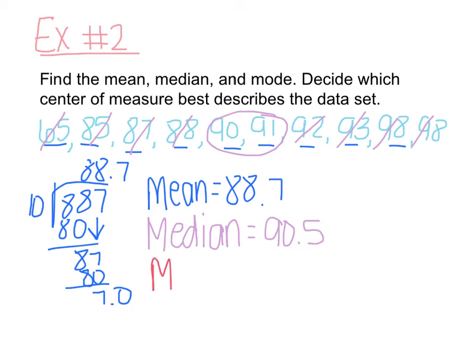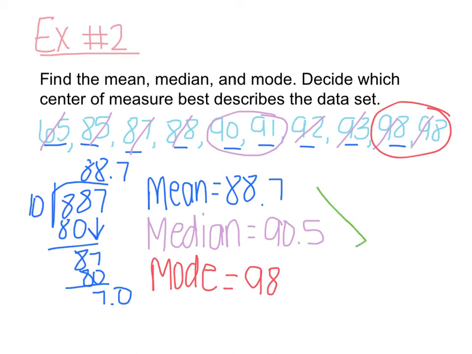And our last thing is the mode, the number that shows up the most, which in our case is going to be 98 because there are two 98s. Now, our last thing is to decide which one of these is best, the mean, the median, or the mode. Now again, the mode is going to be out because the mode is the highest number in this case.